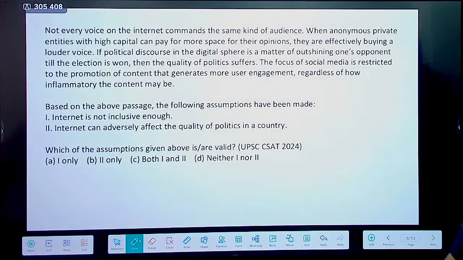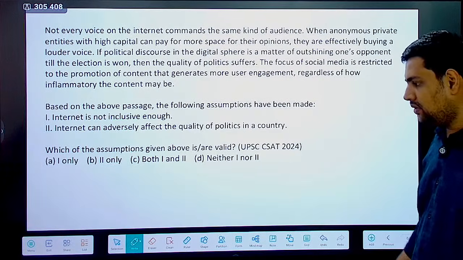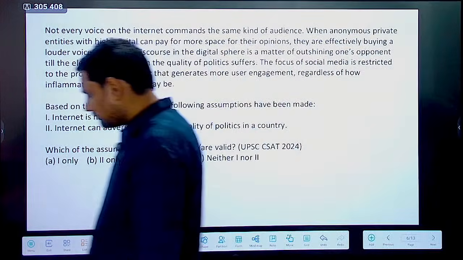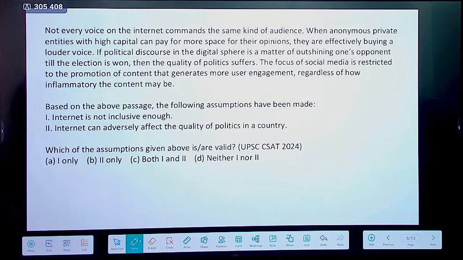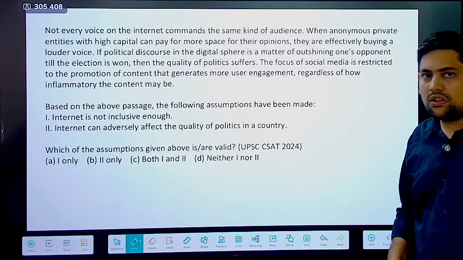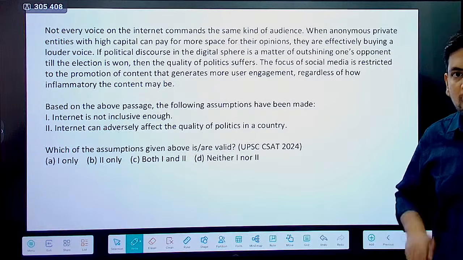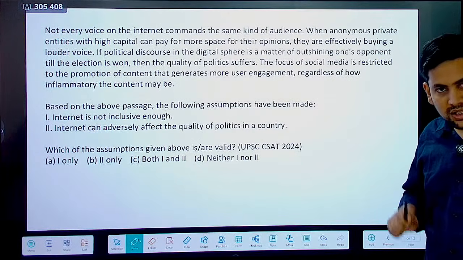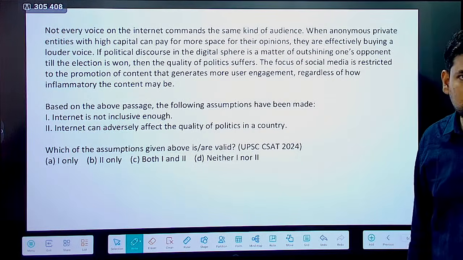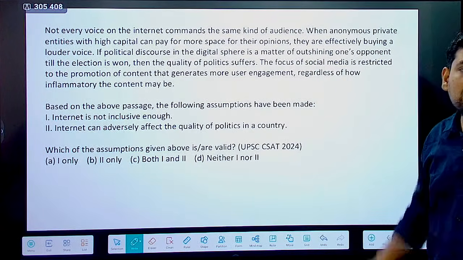Do it properly, mark the keywords, what do you think, then read the statements, then do it properly. Doing things fast does not mean that you don't follow the process. This I tell for the entire CSAT paper. Doing things fast should not be via some random tricks. No, it should be about doing the logical process much faster. Understood?